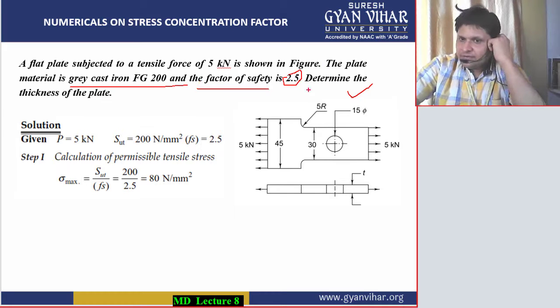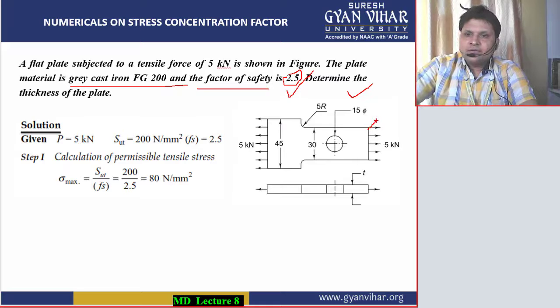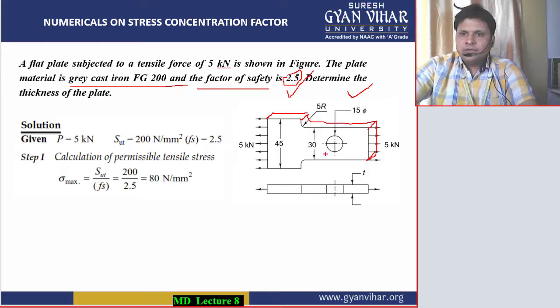Now this is the figure which you are seeing here. In this figure, the question says that you have to find the value of the thickness of this plate. This thickness t, which from the top view you can see, is the thickness of the plate.